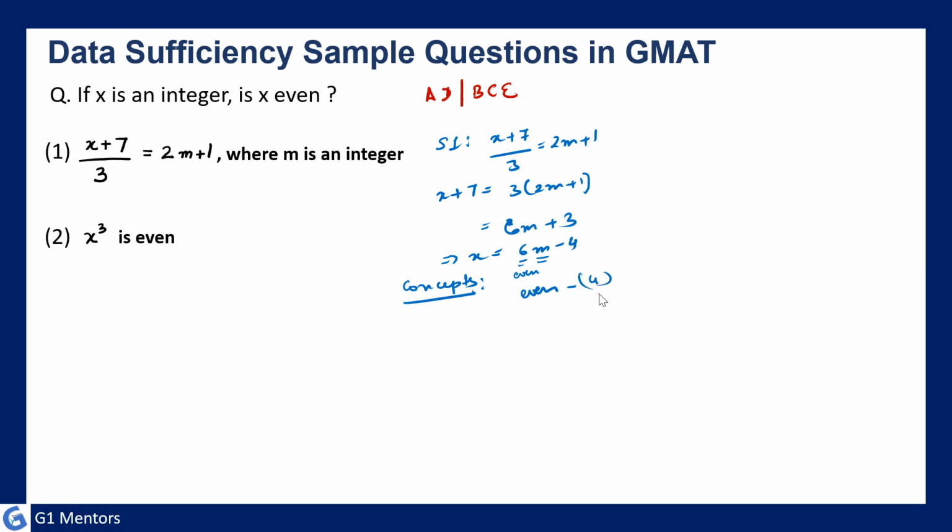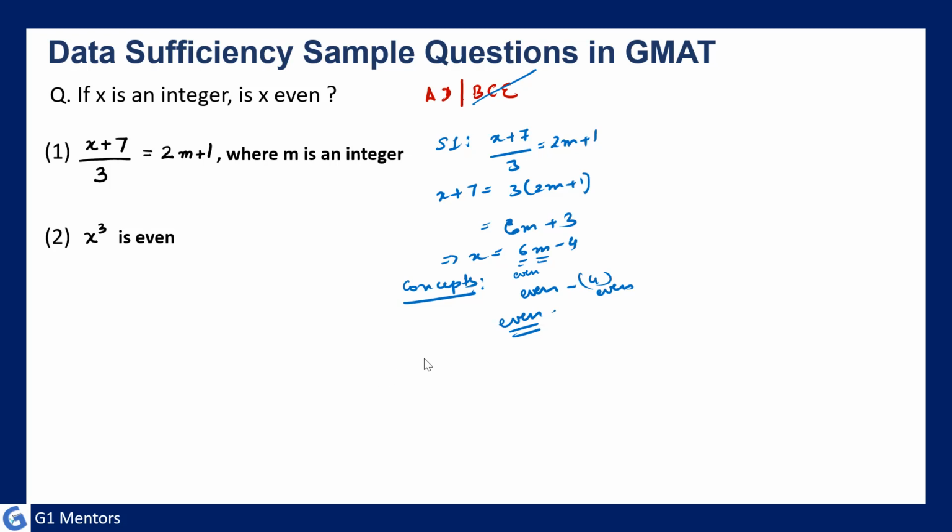Minus 4 is also an even number. If we subtract two even numbers, we are going to get an even number. So that implies x is an even number. So statement 1 alone is sufficient to answer. So we strike off B, C, E.